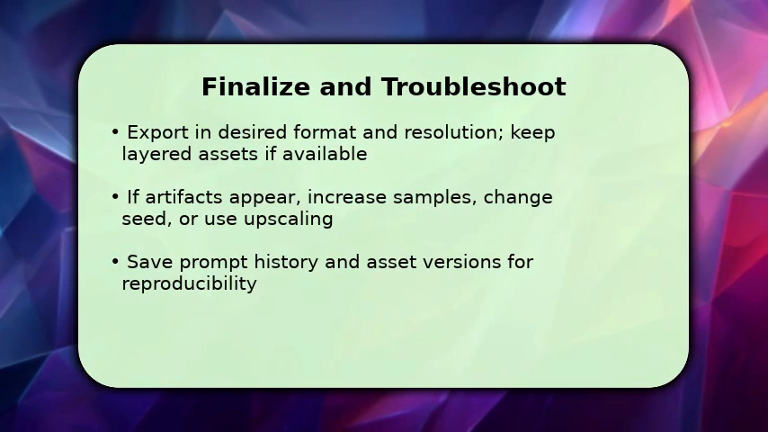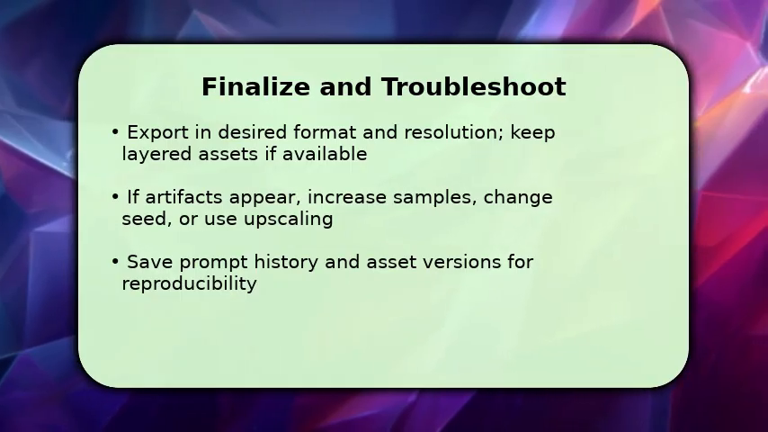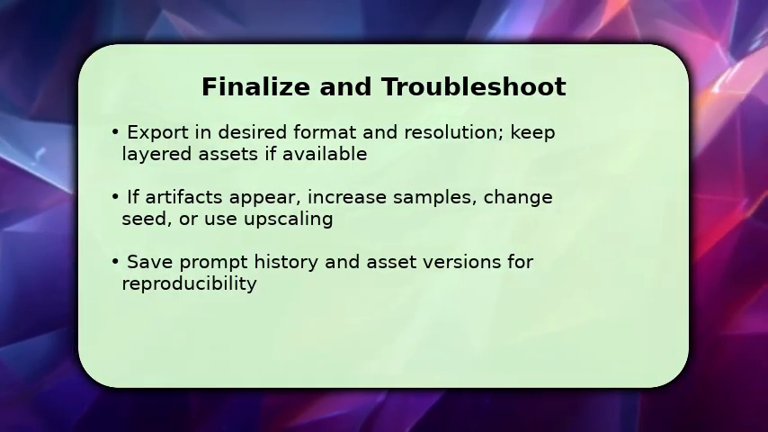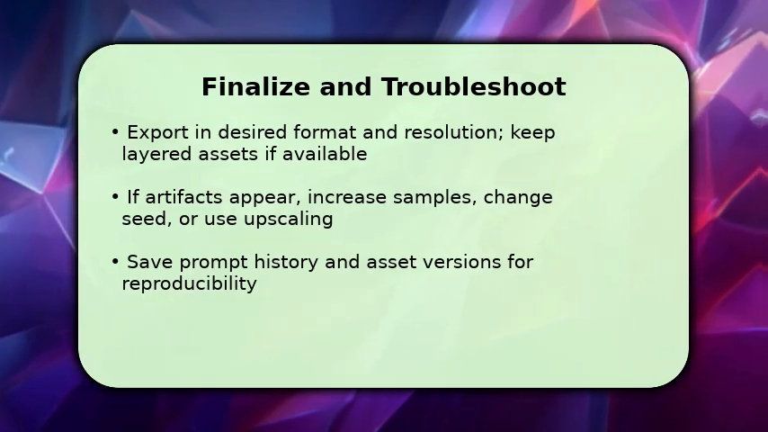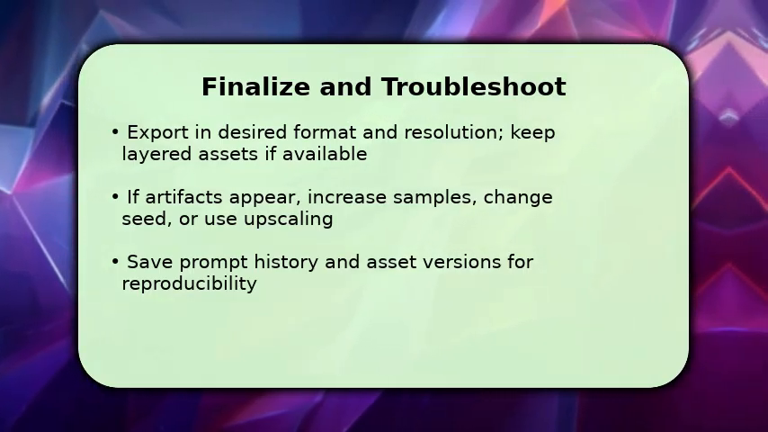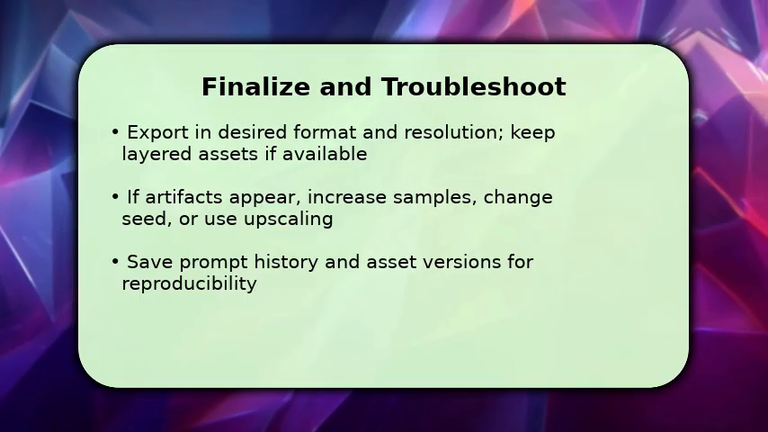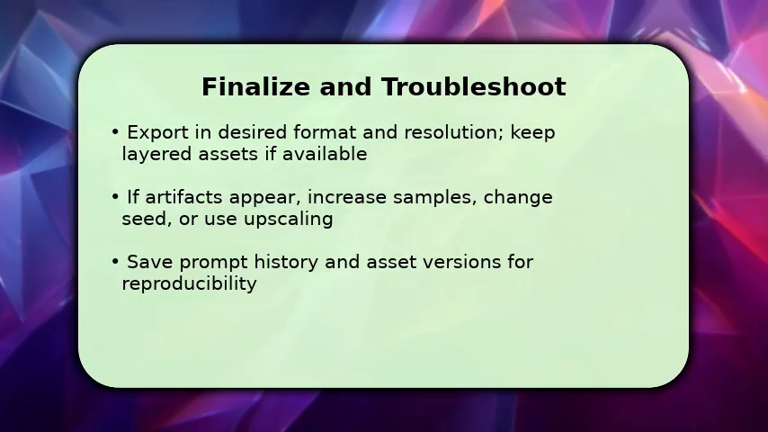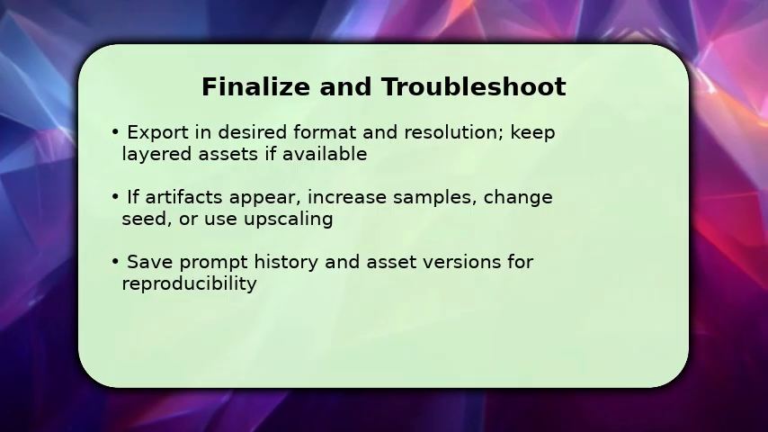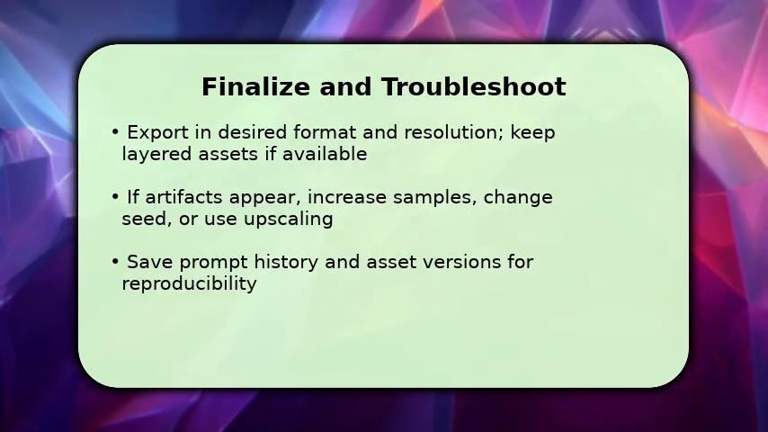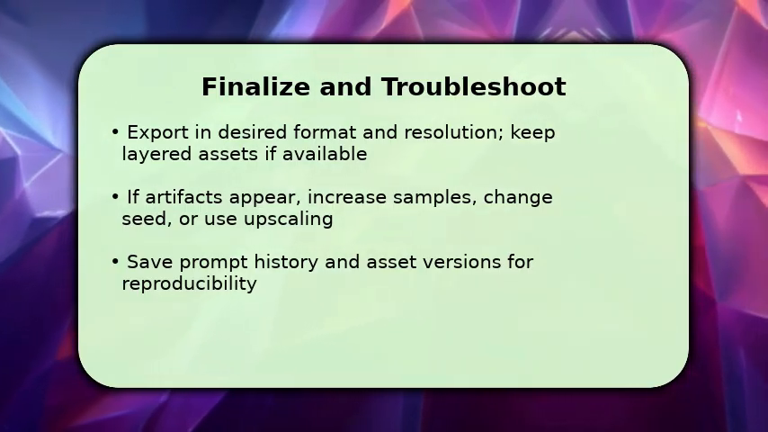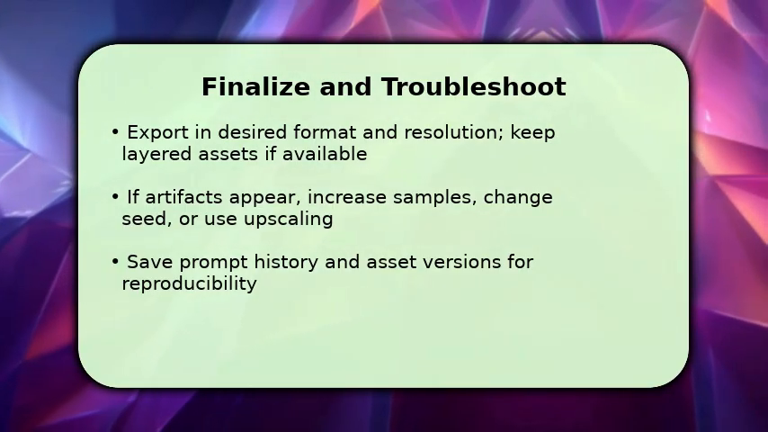To finish, export the image in your required format and resolution, and save layered or original assets when available so you can re-edit later. If you encounter artifacts or odd anatomy, increase sampling, alter the seed, or run a selective redo with inpainting. Upscaling can also reduce noise. Make sure to save prompt history and versioned assets so you can reproduce or iterate further.